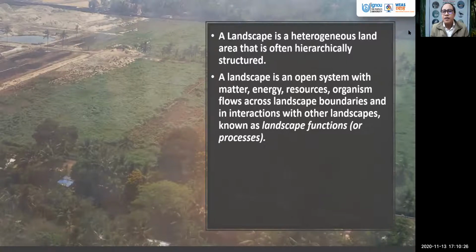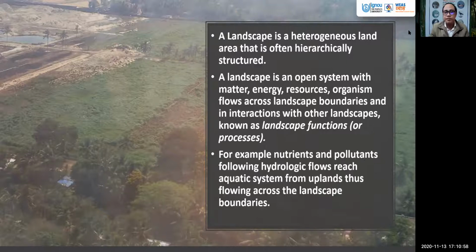It is an open system with matter, energy, resources, and organisms that flow across landscape boundaries and interact with other landscapes, known as landscape function. That's why in the beginning I told you, we evaluate what a beautiful scenery, what a beautiful landscape, but we never think twice about the function of that landscape, or the processes among different components of those landscapes.